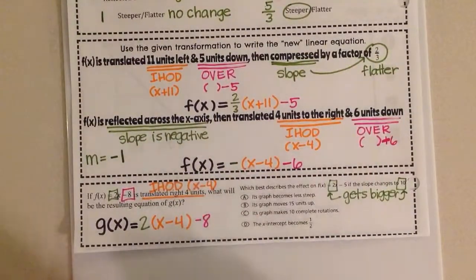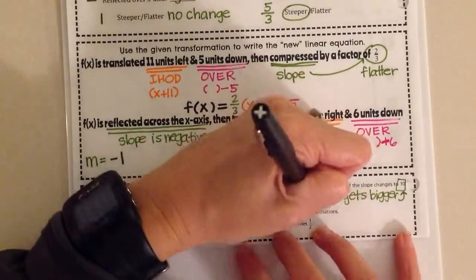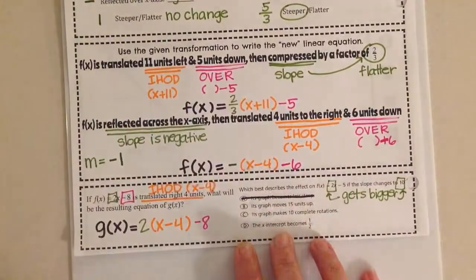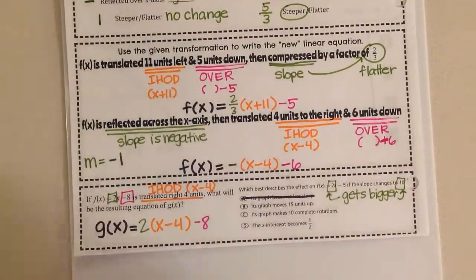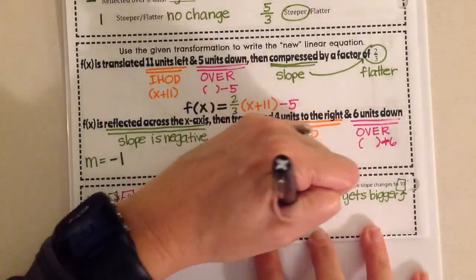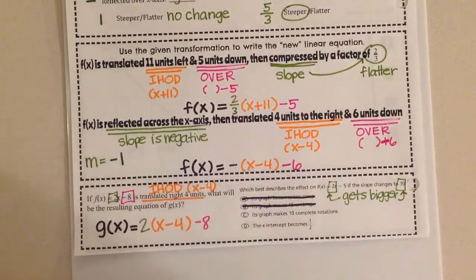So let's look through our answer choices. Is it getting less steep? Well, that doesn't make sense. If it's getting more steep, it's not going to get less steep. Okay, did we talk about any change for the outside number, it moving up or down? No, the only thing it talked about was that the slope changed, which means that number, the minus 5, is not going to change.